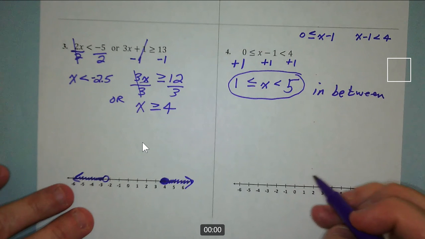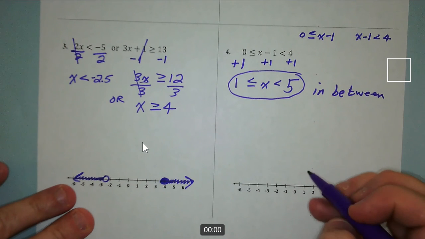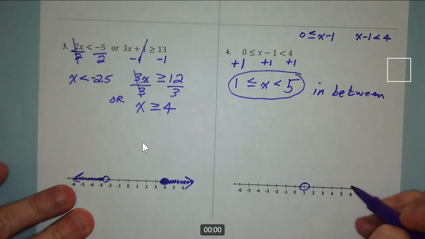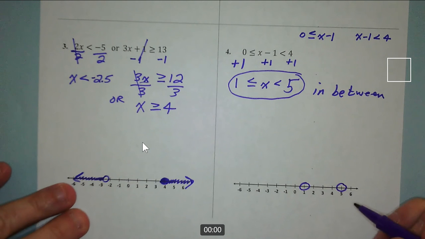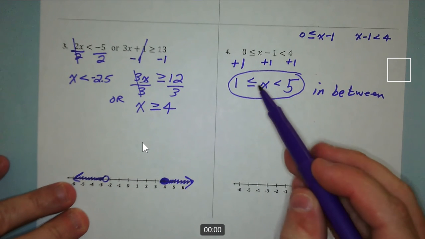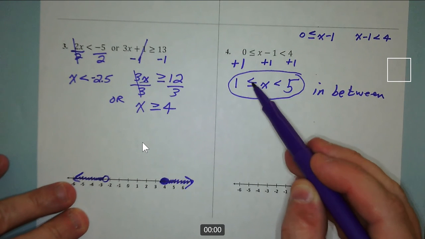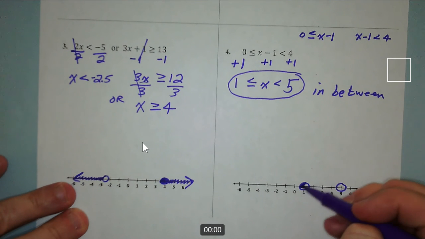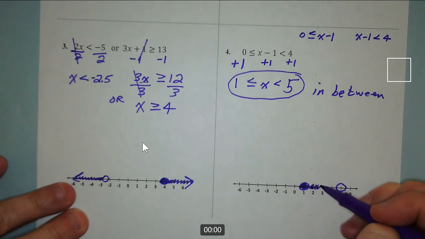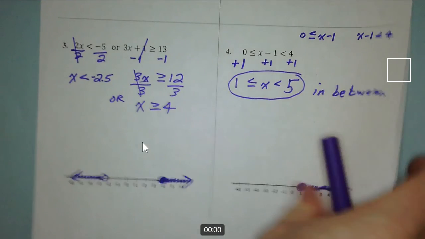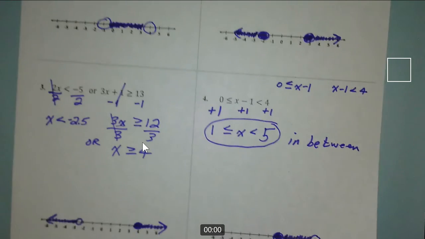Let's see here. We have, what, 1 and 5? So we have 1 and 5. Are we going to color in either of these circles or both of these circles? Looks like the 1, because x is greater than or equal to 1. And so then we just shade in between. So, I mean, that's that.